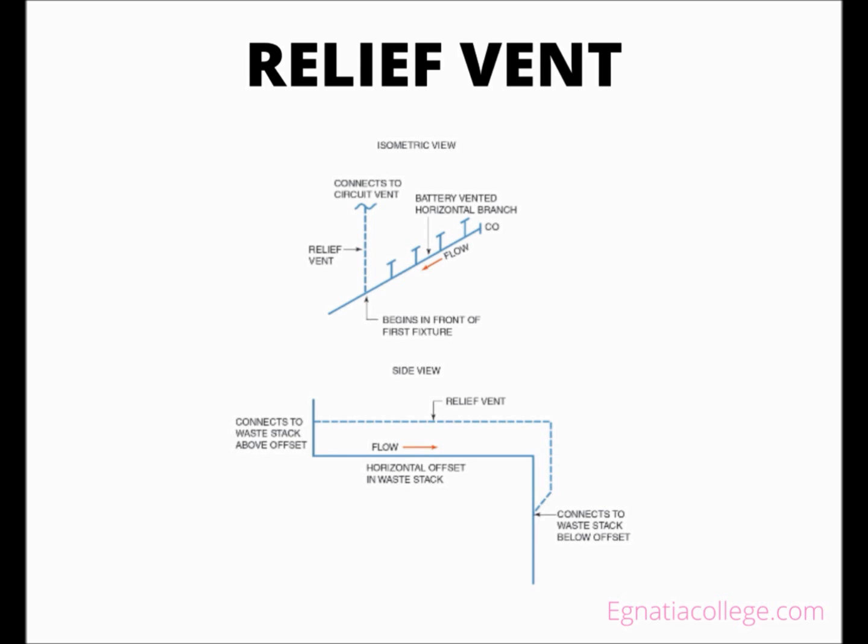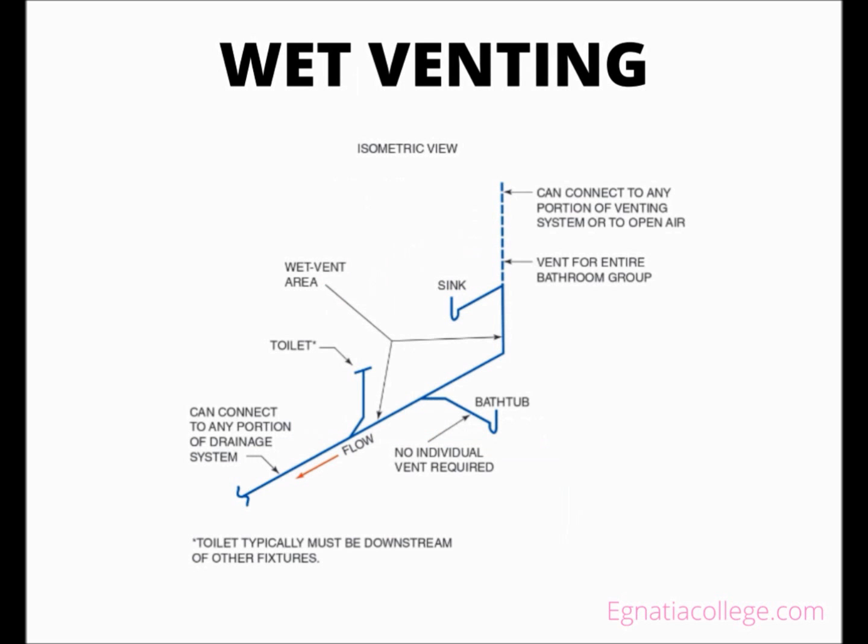A relief vent serving a battery of fixtures is half the diameter of the horizontal branch. All relief vent sizes are based on their specific use and are determined by using a code book, but they cannot be less than half the diameter of the drain they serve and no smaller than 1 1/4 inch. Special venting arrangements. Special venting arrangements are used when conventional methods do not work.